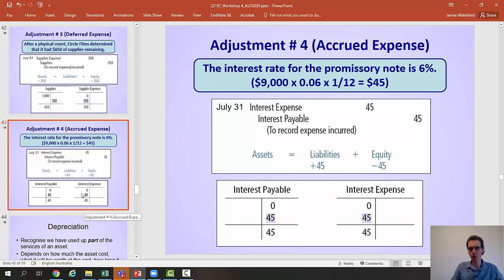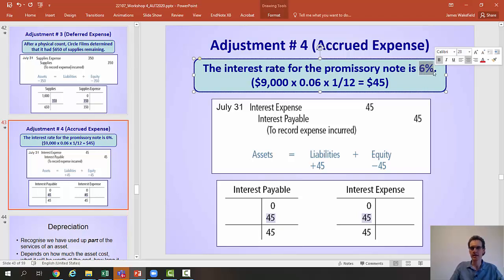Let's now move on to adjustment number 4. Adjustment number 4 relates to interest that's charged on a promissory note that is a 6% promissory note. Now the assumption here is that whenever you are provided with an interest rate on a loan, it is an annual interest rate. So the loan might go for a month, it might go for 6 months, it might go for 5 years. But the interest rate that you are provided with is a standardized interest rate. So that is, it is stated on an annual basis.